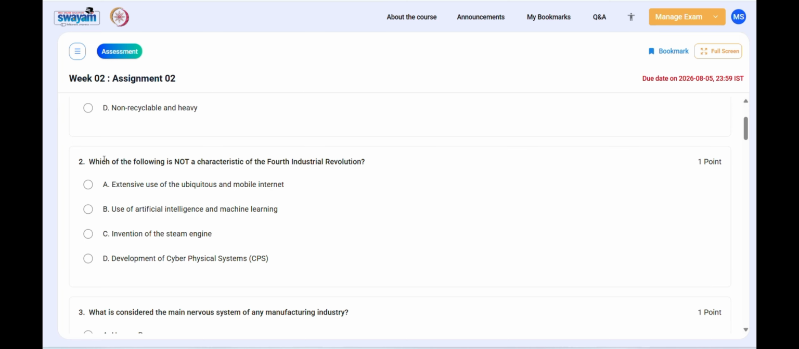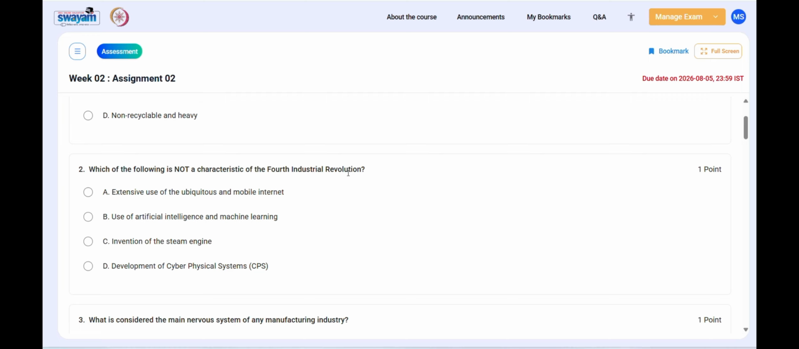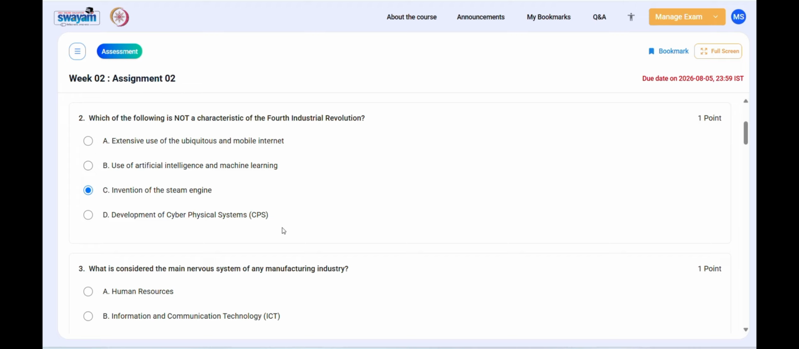Then comes the second question: which of the following is not a characteristic of the fourth industrial revolution? So which was the not? Option C is correct, invention of the steam engine.